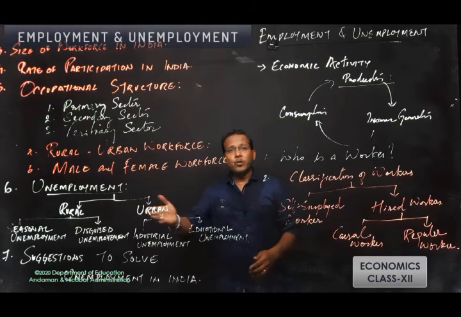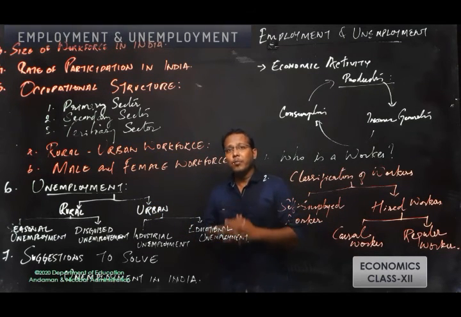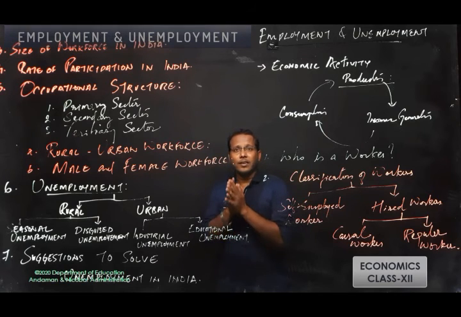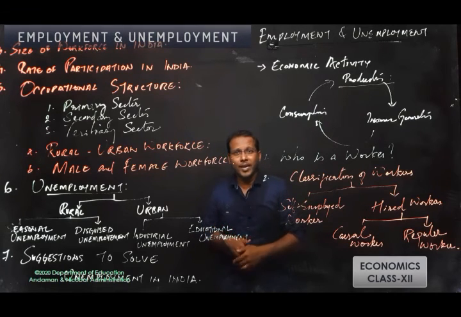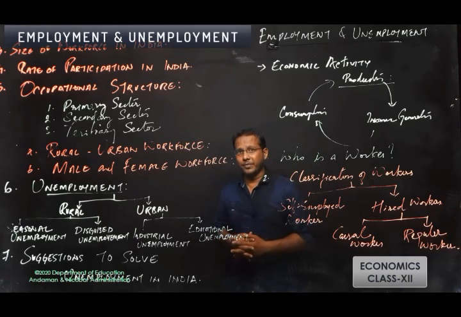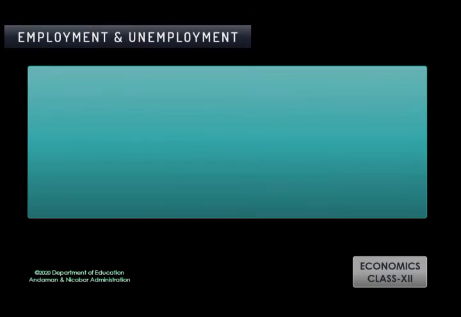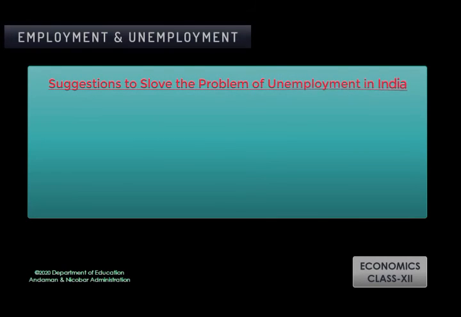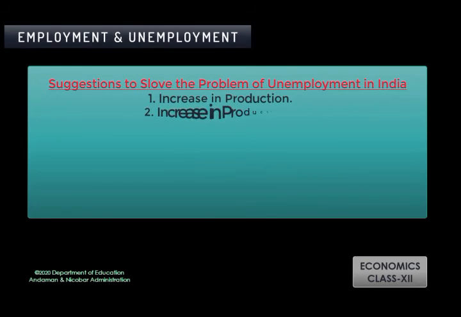So friends, after this we study the suggestions to solve unemployment in our country. We'll list some steps taken by the government and solutions given by economists to solve the problem of unemployment. Now we'll see the suggestions to solve the problem of unemployment in India. First one, increase in production. To increase employment, it is essential to increase production in the agriculture and industrial sectors. Then, increase in productivity. Demand for labor is directly related to the productivity of labor.